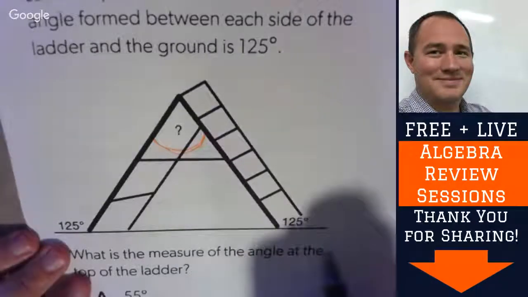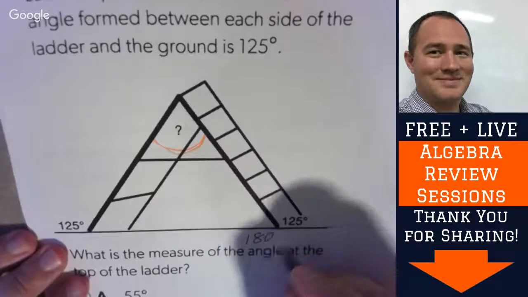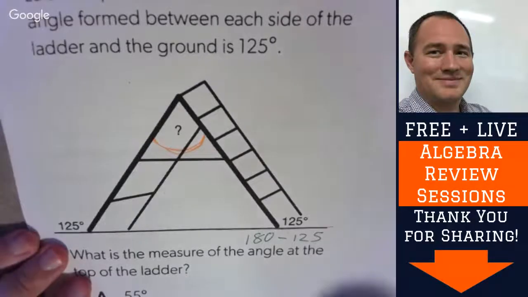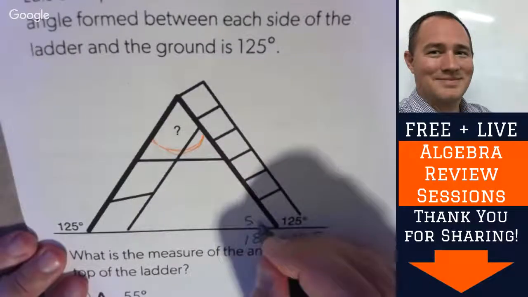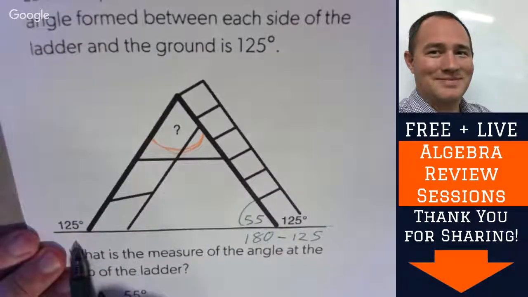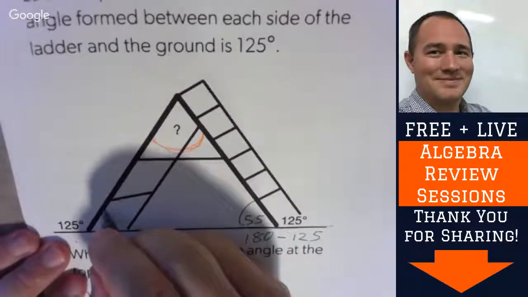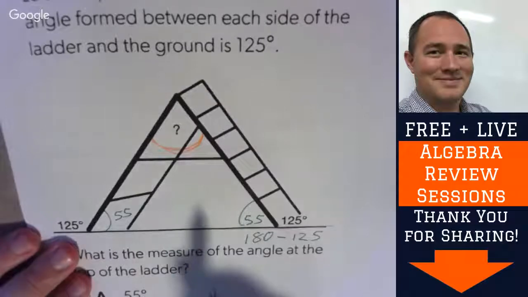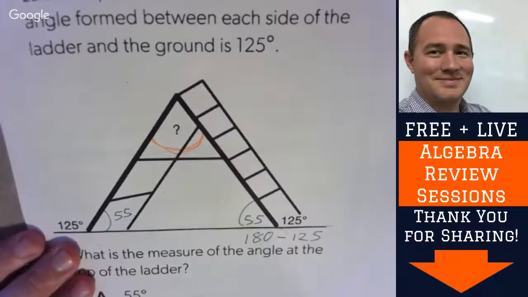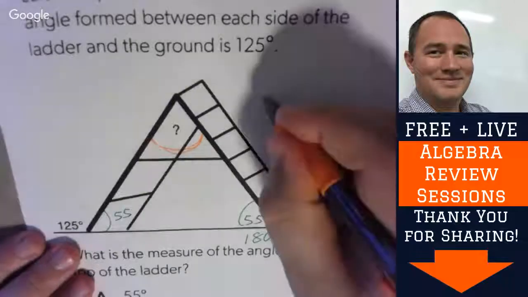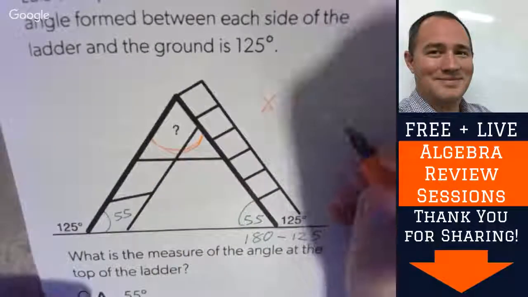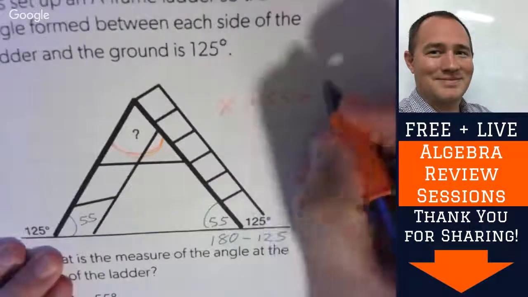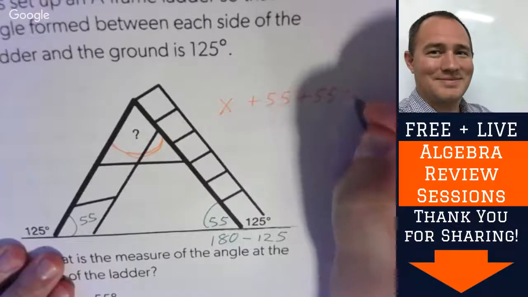How could we do that? Well, this is a straight line, so that's going to be 180 minus 125. Okay, so that should give us 55 inside here. This is also 180 minus 125, so 55. Now all of the angles of a triangle add up to 180 as well. So I'll do x for our unknown here, plus 55 plus 55 equals 180.